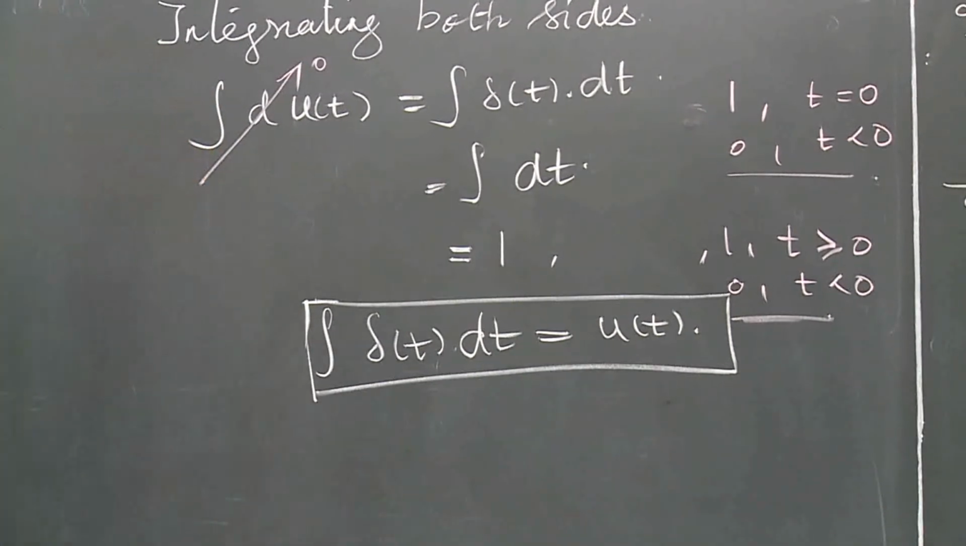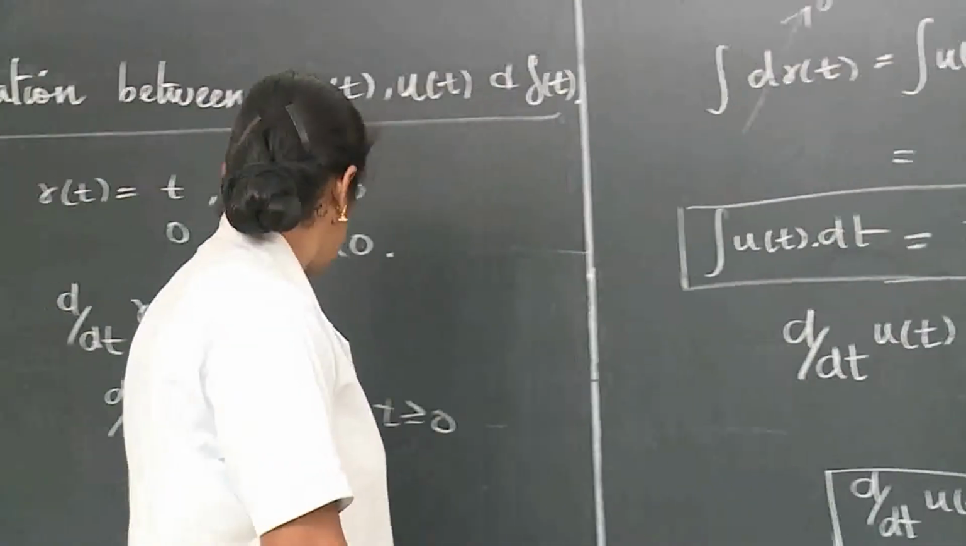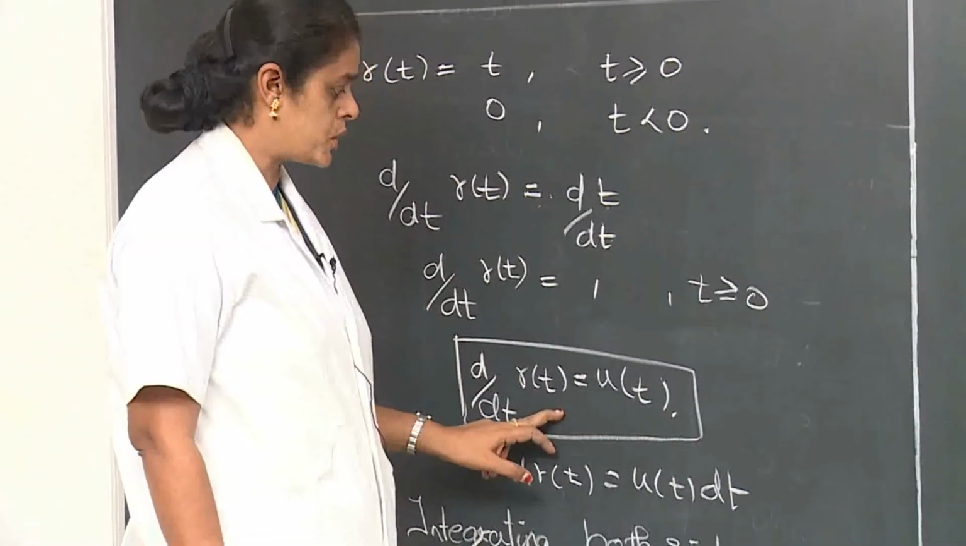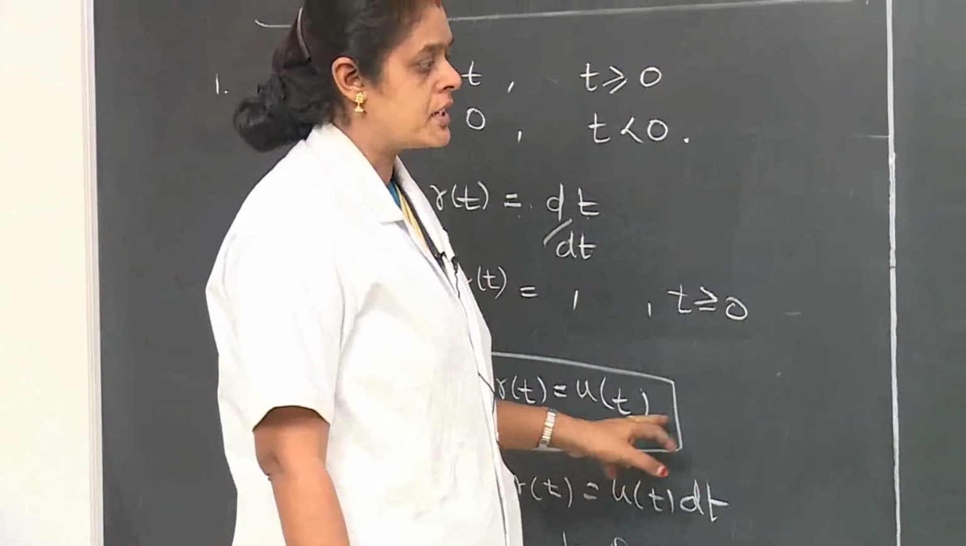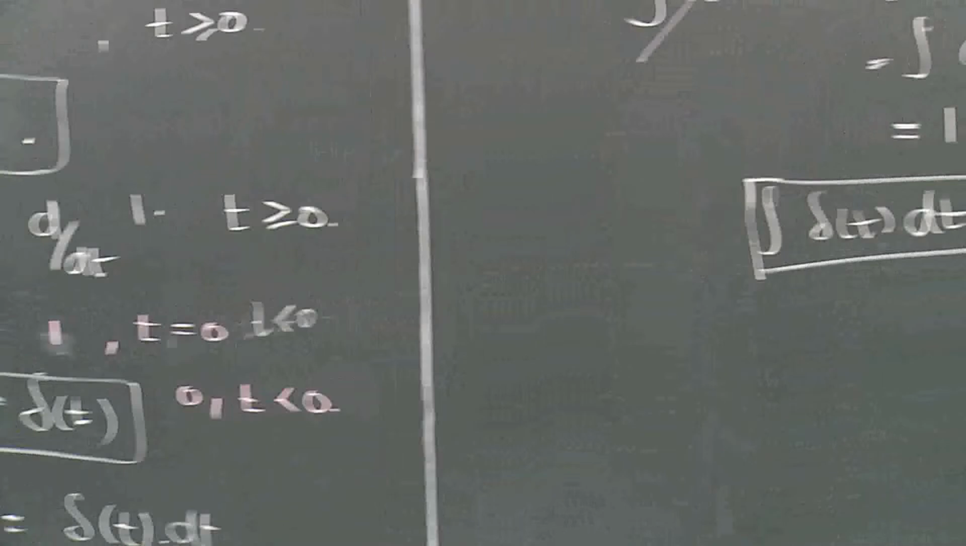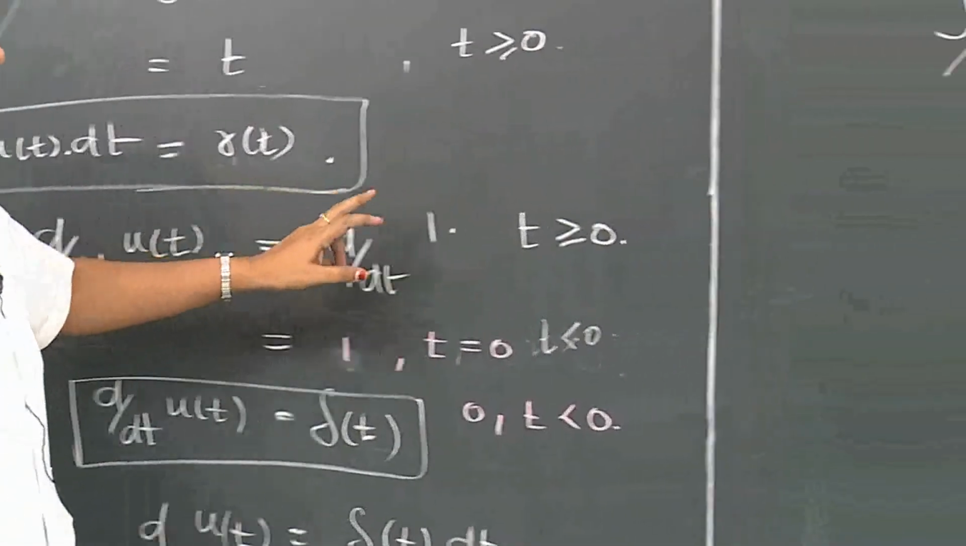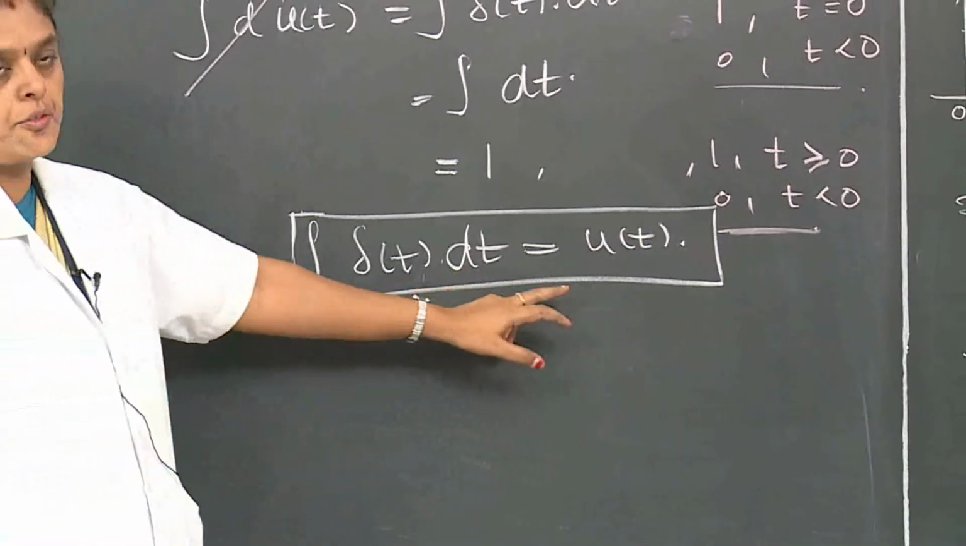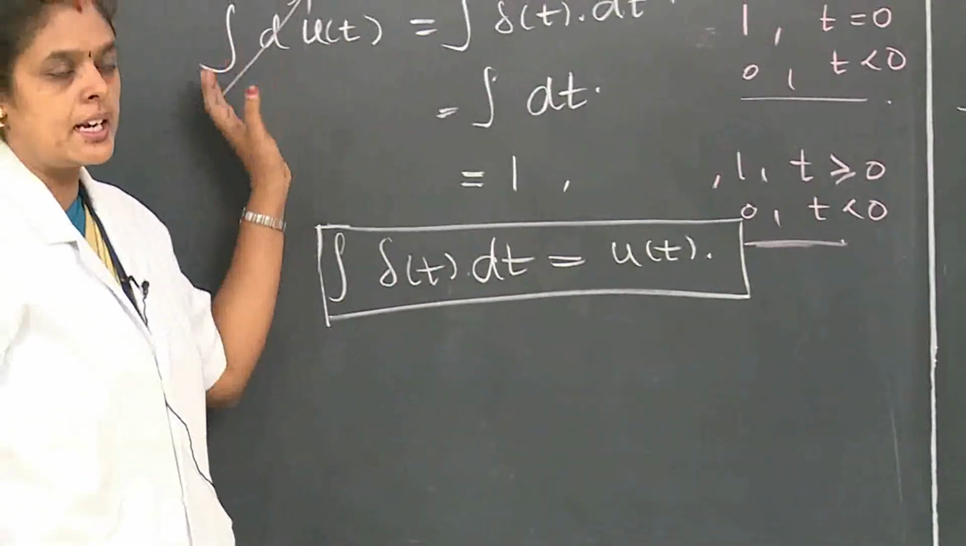Right? So we conclude that differentiation of R of t is equal to u of t, differentiation of u of t is equal to del of t, integration of u of t is equal to R of t, and integration of del of t is equal to u of t. So this is the mathematical representation.